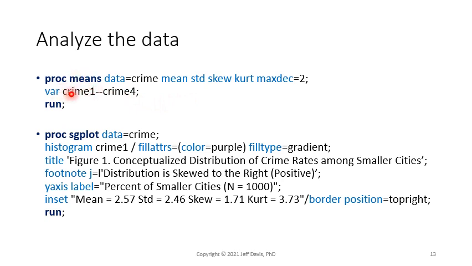So for the proc means statement, here's where you want to generate the numeric values, or the descriptive statistics, for your distribution. You want to write a simple proc means statement and then say mean, standard deviation, kurtosis, skewness, and then limit the number of decimals that SAS will output for each of these values. Just limit it to 2 or 3, keep it at a small number. And then here I have my variables listed, crime 1 to crime 4.